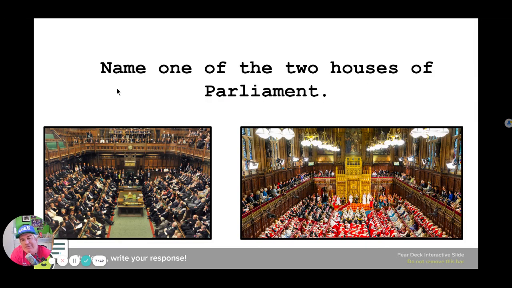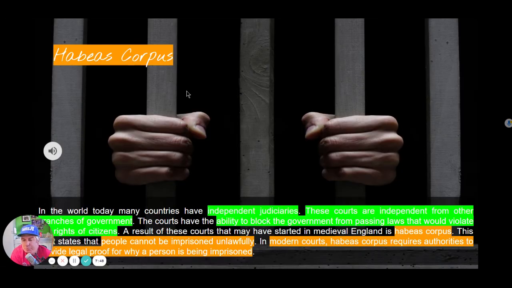Name one of the two houses of Parliament, right? We have the House of Commons and the House of Lords. That's both of them. Habeas corpus. In the world today, many countries have independent judiciaries. These courts are independent from other branches of government. That means they hopefully are not influenced by any other branches of the government. They have the ability to block the government from passing laws that would violate citizens' rights. So they are independent of the government.